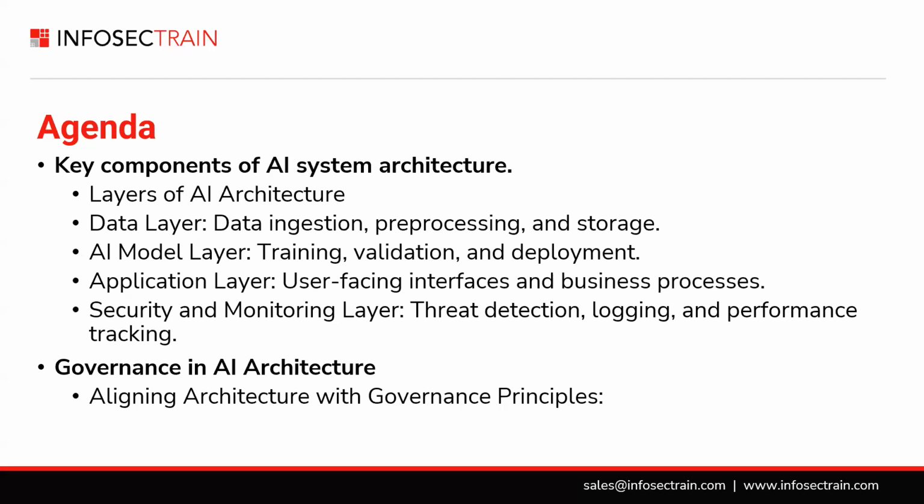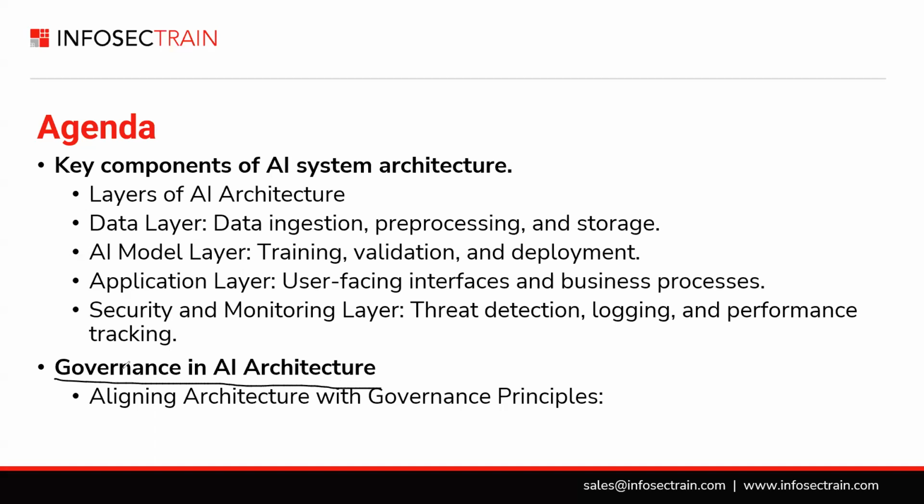Actually, when you're talking about AI architecture, we talk about three important layers. The entire AI basically works on three important layers: data, model, and application. And along with that, we're also going to discuss security. So in total, we have four layers based on which the entire AI is working. This is the architecture we're going to discuss, and then we're going to discuss the governance points.